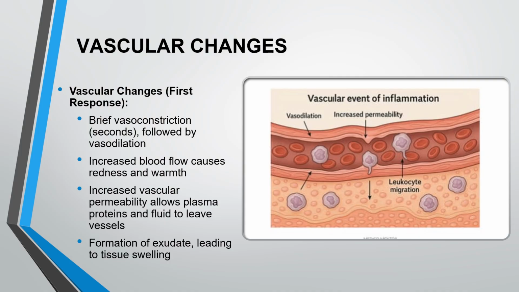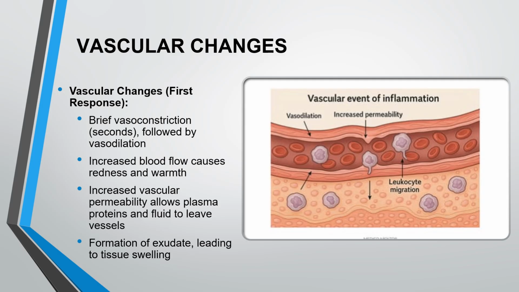This slide explains why inflammation looks the way it does. The very first thing that happens is a brief vasoconstriction. We're talking seconds. And then vasodilation kicks in. Once vessels dilate, blood flow increases, which leads to redness and warmth. Then vessel walls become leaky, which is our plasma proteins and fluid escaping. That fluid accumulation becomes exudate, which leads to swelling.